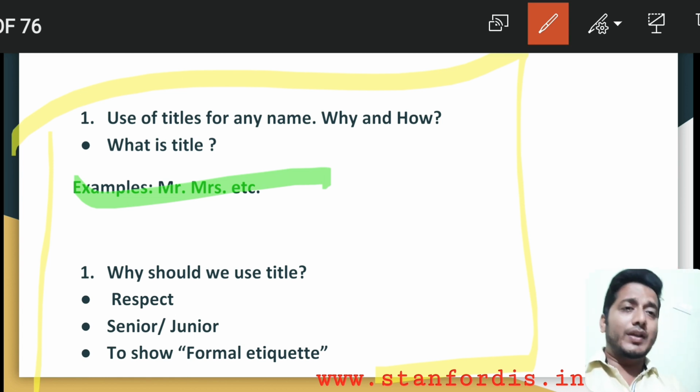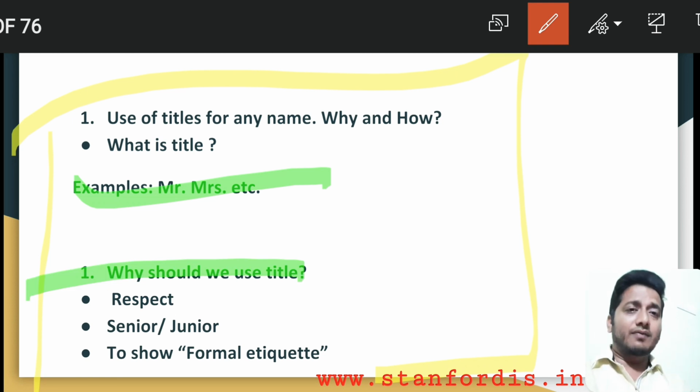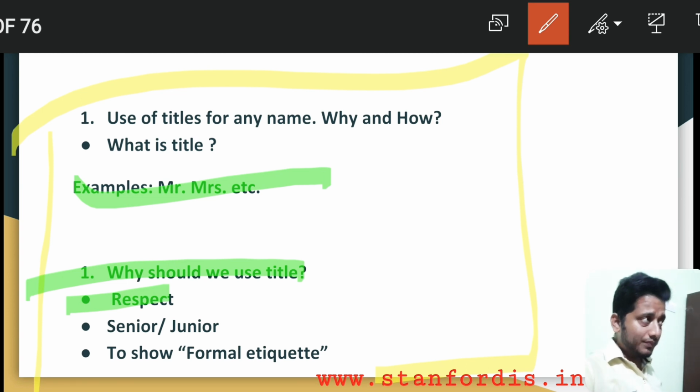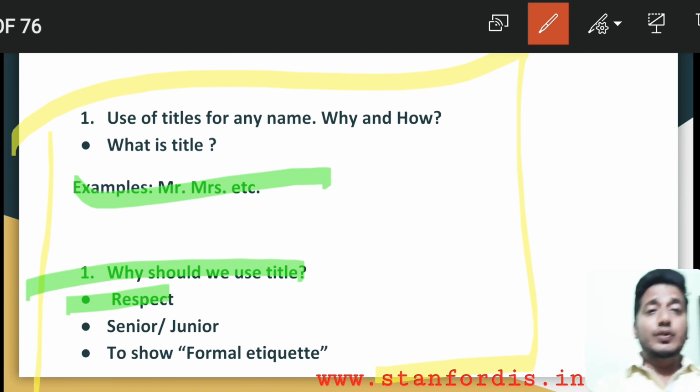And why should we use title? First thing, we should use title for giving respect. See, like in Hindi we say bhaiya ji and all, so these words are there for giving respect. But in English we are not going to use brother, Ram brother and all. We are going to use their titles like Mr., Mrs., etc. And these titles are going to give respect.